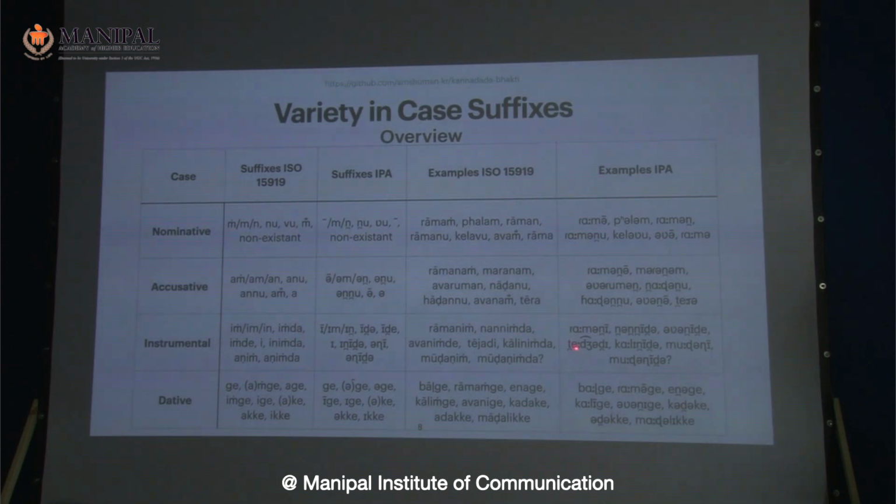Then there is instrumental, Namanin, Inda, Inde. There is also E, where the Anuswara is totally gone. And then there are some additional infixes like An, Mudani. Then there is dative, Ge, Ke, Akke, Inge, Ange, Ikke. So why all this? And is there a common thread behind all this? That is the pursuit.